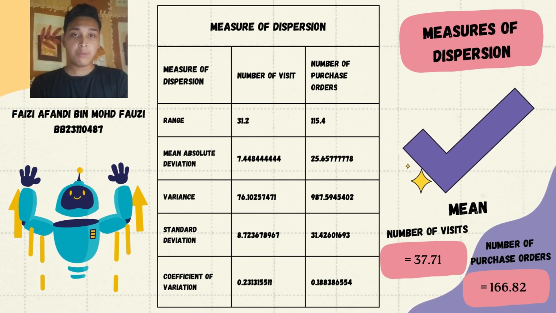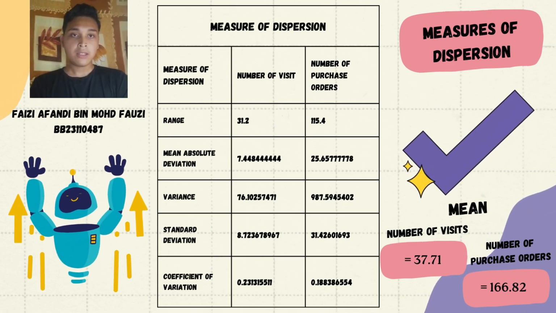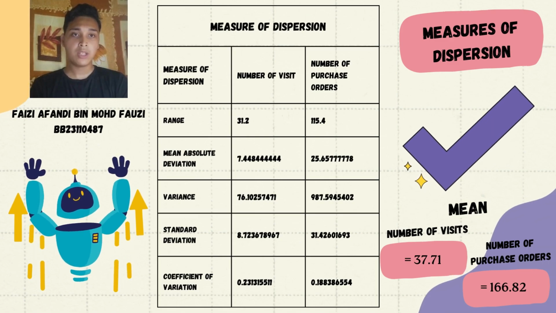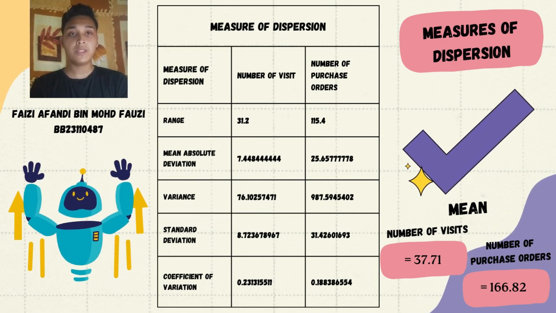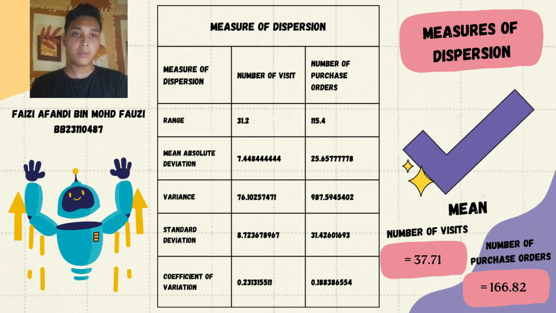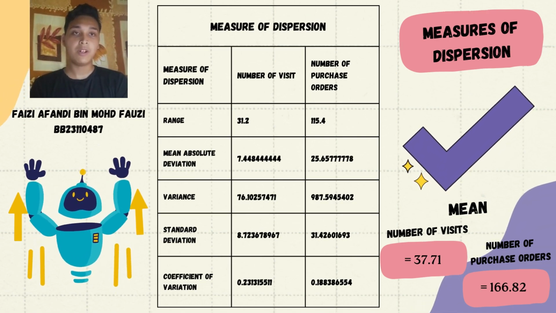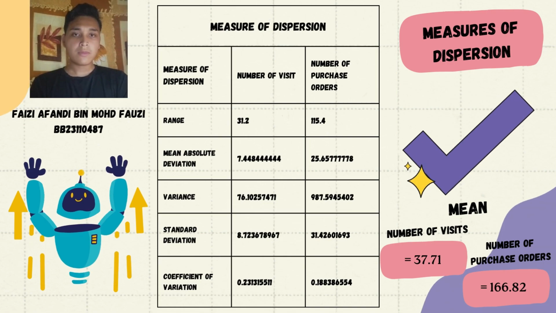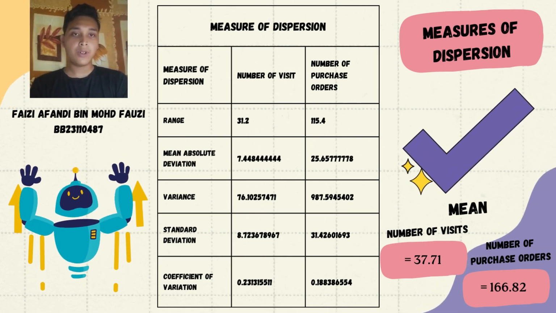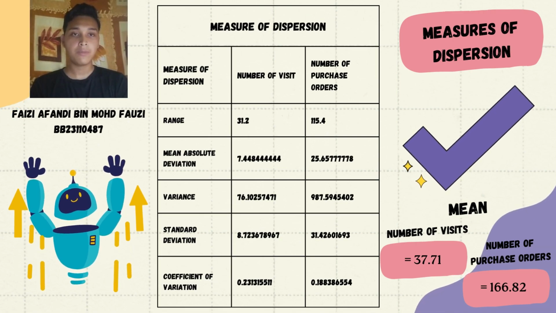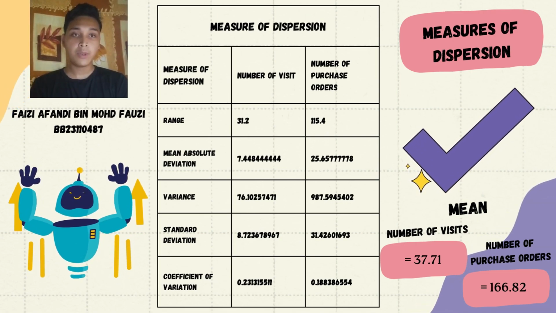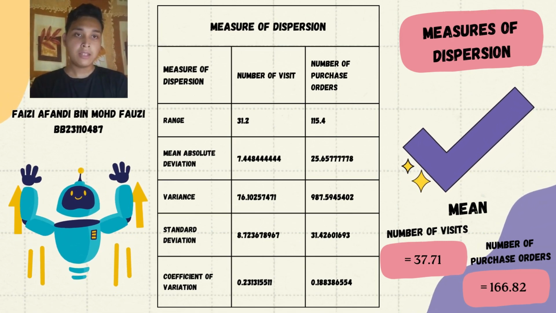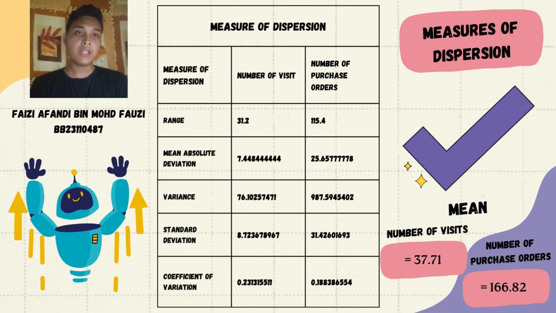I get it from the formula VAR.S to find the sample variance, and the result is 76.10 for number of visits and 987.59 for the number of purchase orders. For standard deviation, I use the formula STDEV.S to find the sample standard deviation in Excel, and the result I got is 8.772 for number of visits and 31.3 for number of purchase orders.